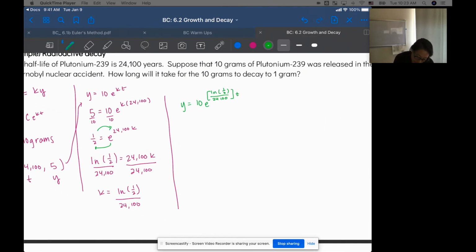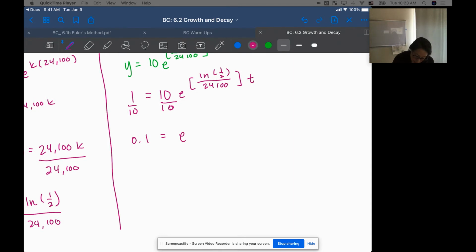And then it says, how long will it take 10 grams to decay to 1 gram? So that's my y value. So I'm going to plug in 1 for y to figure out its coordinating time. 1 equals 10 times e to the ln of 1/2 over 24,100 raised to the t power. All right, so we divide by 10 first. So that's 0.1 is equal to e to the ln of 1/2 over 24,100 times t.